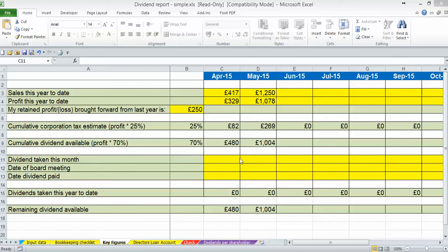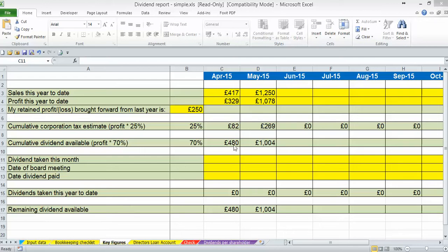You enter the amounts taken as dividend on the key figures worksheet as well. And this worksheet shows you an estimate of the cumulative corporation tax, £82 at the end of April, £269 to date at the end of May. This is only an estimate. It may be higher or lower, the actual corporation tax, depending on the adjustments we have to make to your accounting profit, but at least it gives you an idea as to how much your corporation tax is likely to be.